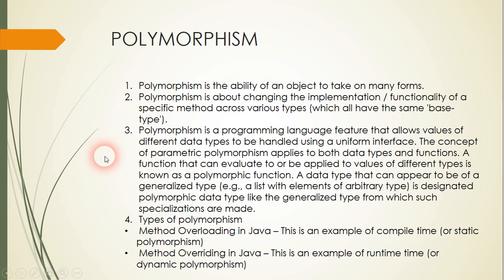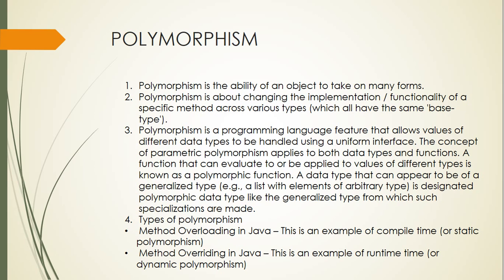Polymorphism is the ability of an object to take on many forms. Polymorphism is about changing the implementation functionality of a specific method across various types, which all have the same base type. Polymorphism is a programming language feature that allows values of different data types to be handled using a uniform interface. The concept of parametric polymorphism applies to both data types and functions.